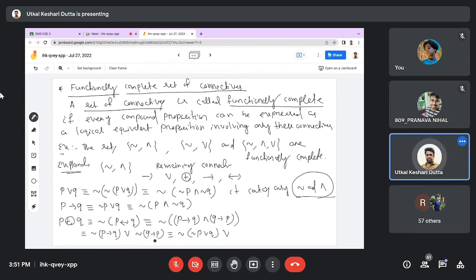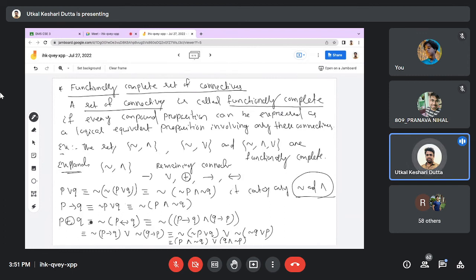Similarly, Q conditional P will be the same as negation of Q conditional P, that will be negation Q disjunction P. Then again apply De Morgan's laws. Negation of this negation P disjunction Q, so negation of negation P will be P. That will be equivalent to P and negation Q, disjunction, negation of negation Q, that is Q and negation P.